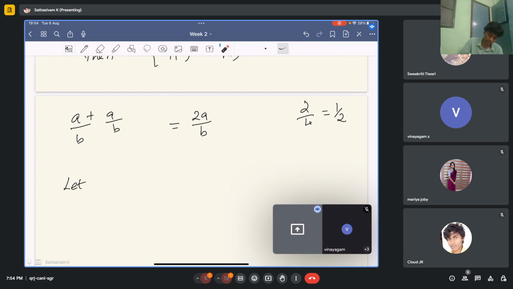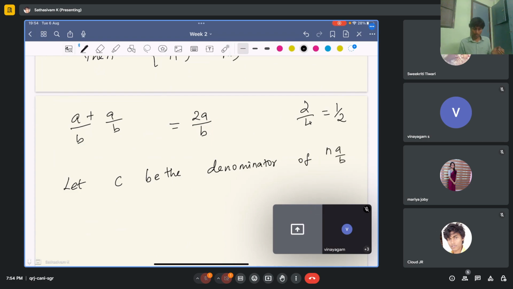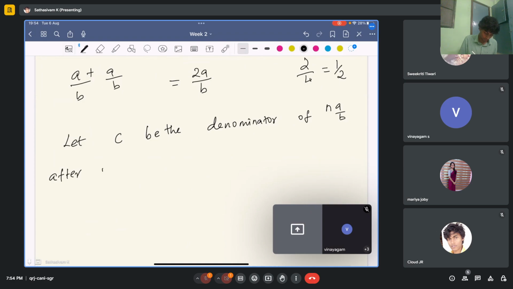So the denominator, if you look, the denominator is basically b, right? Or even if you cancel it out, what you get in the denominator, maybe let's cancel it out. Okay, so let c be the denominator of na by b, maybe after writing it in reduced form. Now what happens? What can you say about the c?